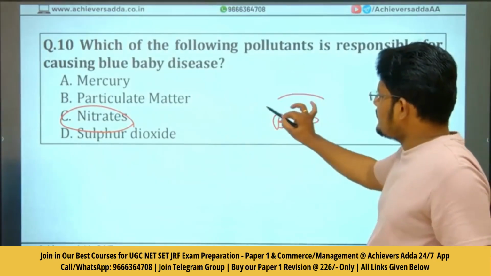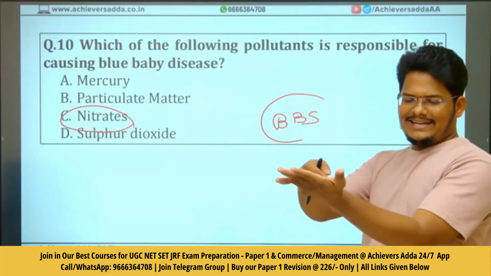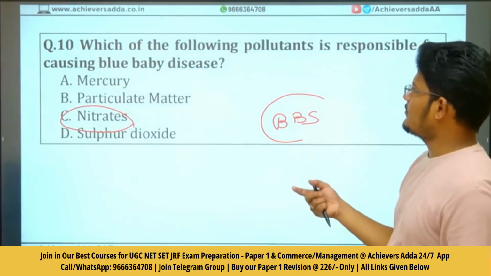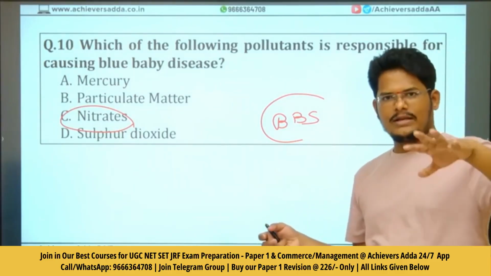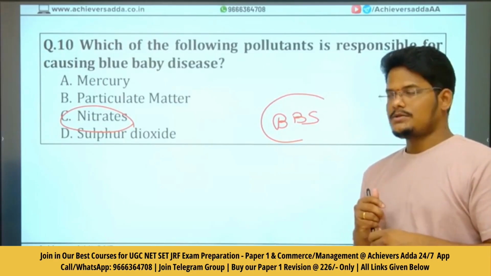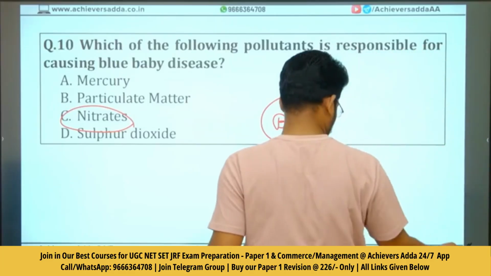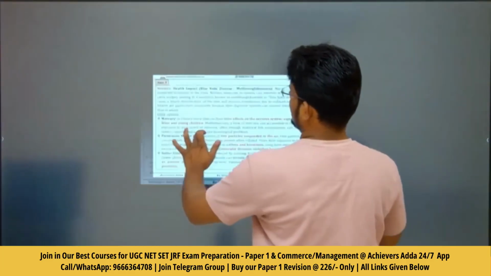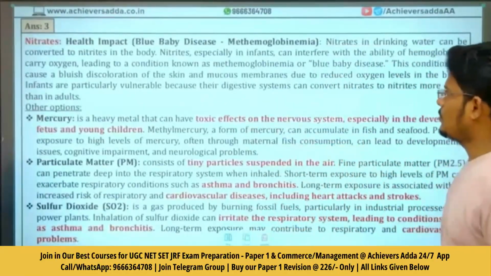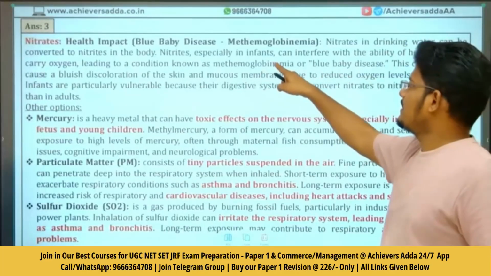In a similar way, for small infants, when nitrate levels go into the body, the blood will be converted into a different color, which will cause blue baby syndrome. This is also called methemoglobinemia. Nitrates in drinking water can be converted into nitrites in the body, especially in infants.